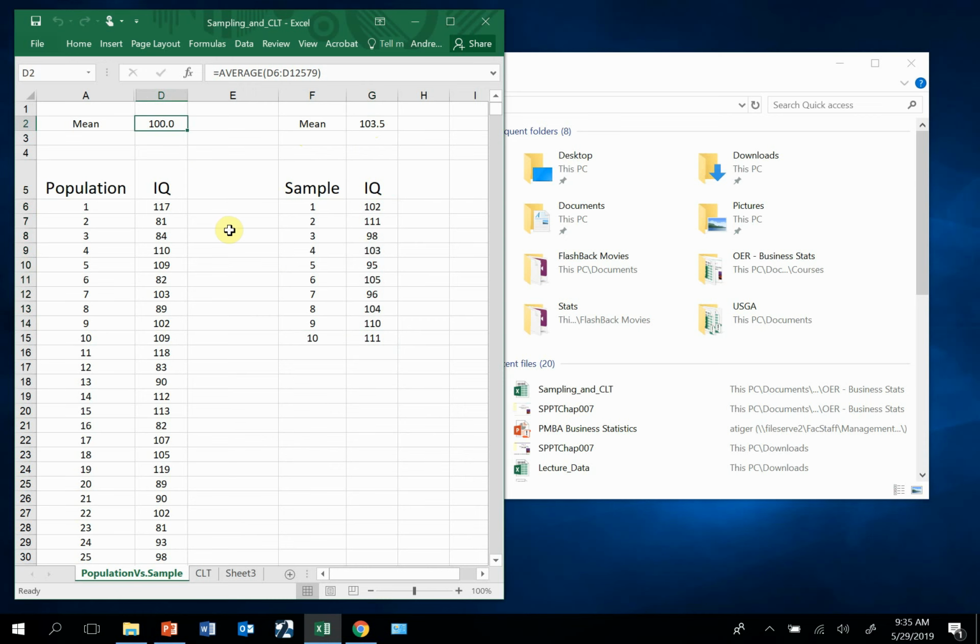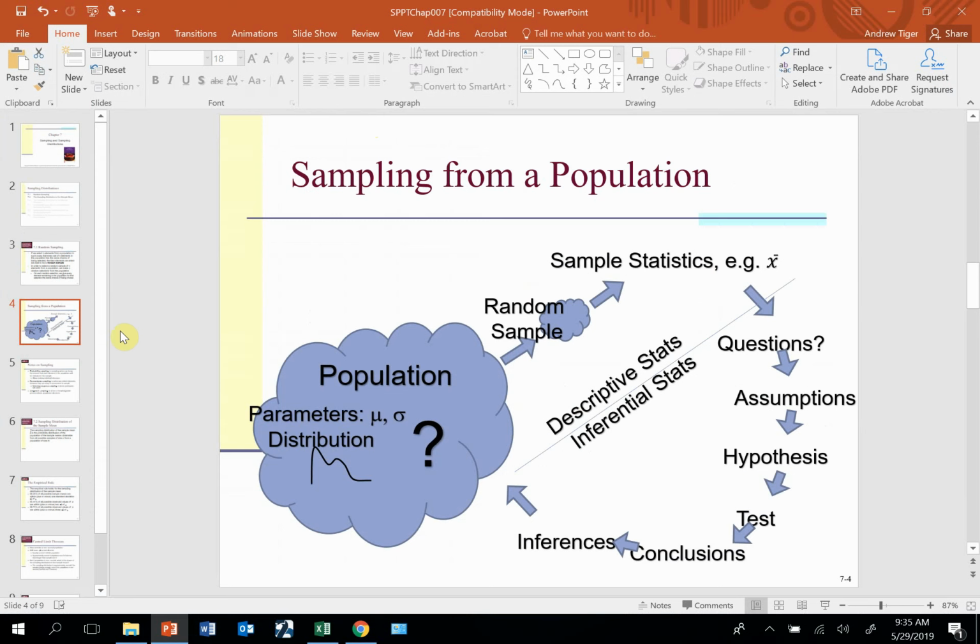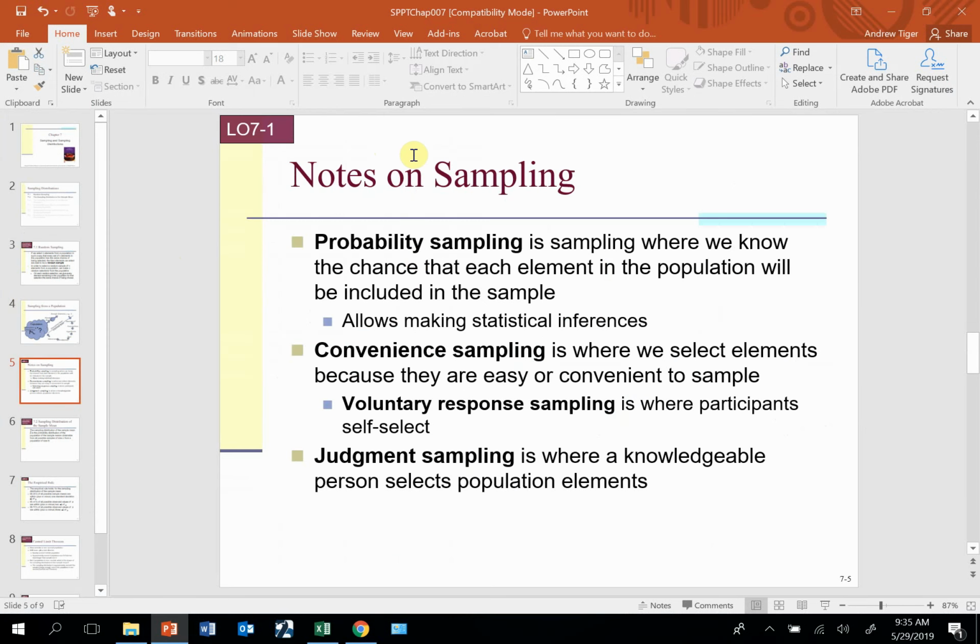Okay, I'm going to do another video that will focus on the central limit theorem, but let's move on and finish the PowerPoint. There are different ways to sample to get random sampling, probability sampling. Don't worry about this, but sometimes you have to get data and you do this through convenience sampling.